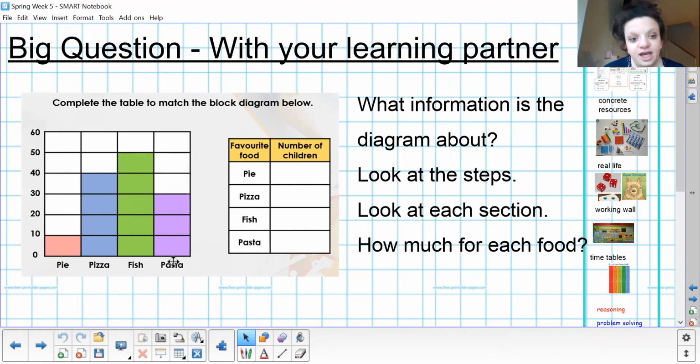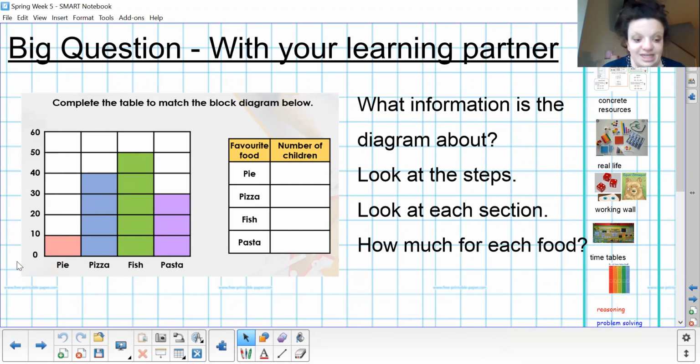Meanwhile, going along the bottom, we've got the different things that we're measuring. So we're measuring how many people like pie, how many people like pizza, how many people like fish, and how many people like pasta. And then we look over here and we see how many they like. And another quick way of doing it, like I said in the success criteria, is to go to the top, go along, and you can see.